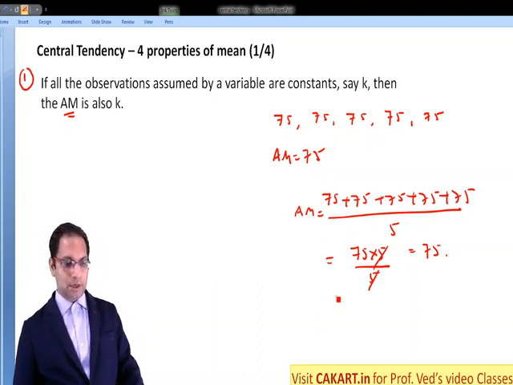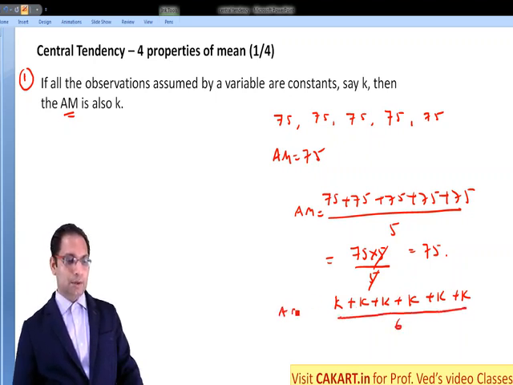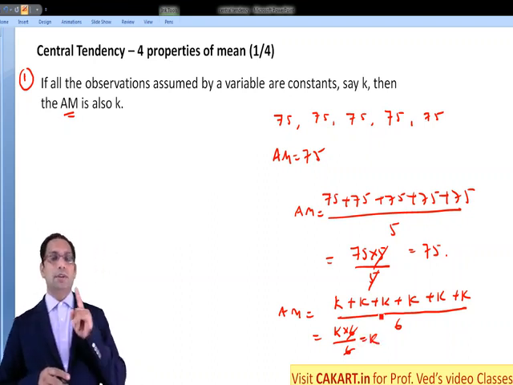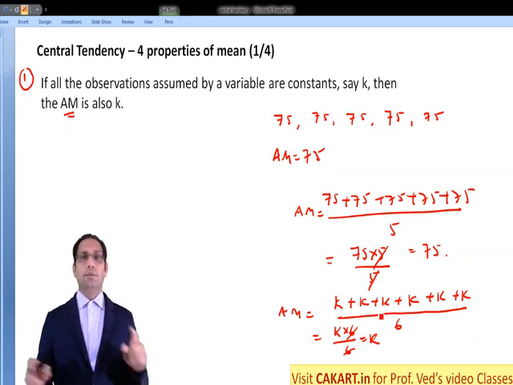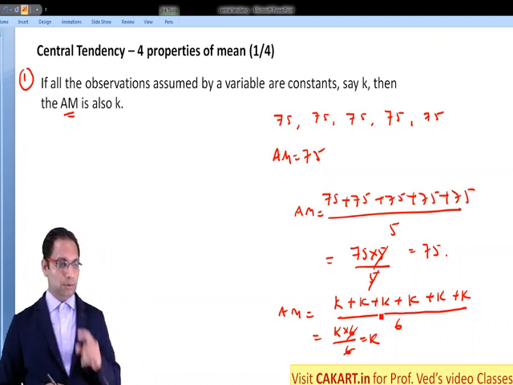It is not only true for 75. Let us say it was k. So k plus k plus k plus k plus k plus k, this time with 6 observations added 6 times, divided by 6. The arithmetic mean is k into 6 divided by 6, and the answer is k. Easy. So the first property of arithmetic mean is that if all the observations have the same value, the arithmetic mean is also that same value.